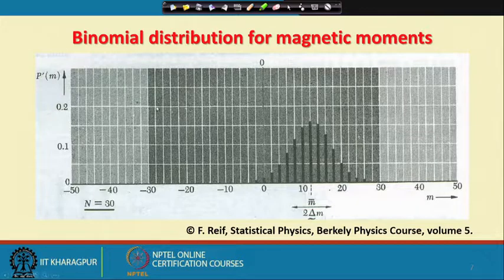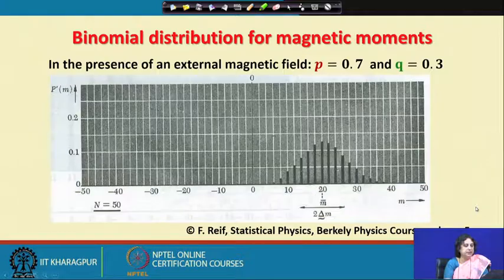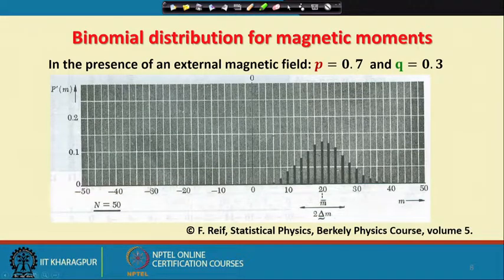As you see, the range of small m values is increasing with the increase in the total number of particles, and this is for n equal to 50, where we have covered the entire range from minus 50 to plus 50 for the m values of the system.